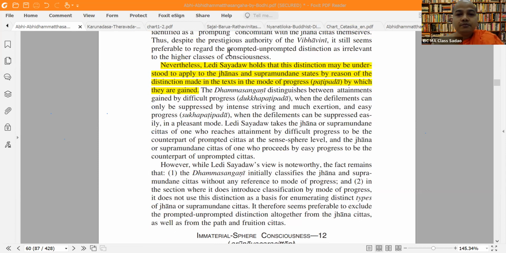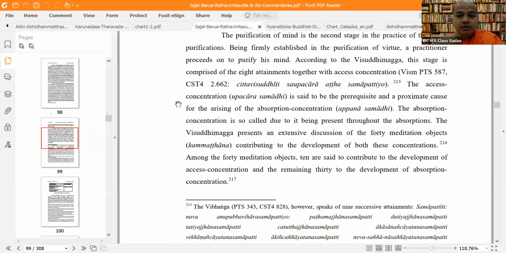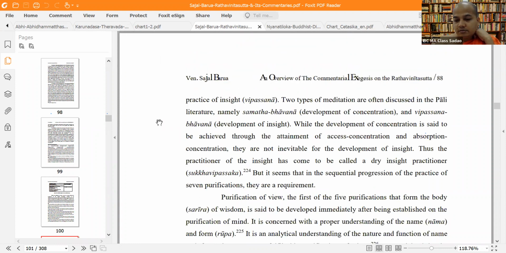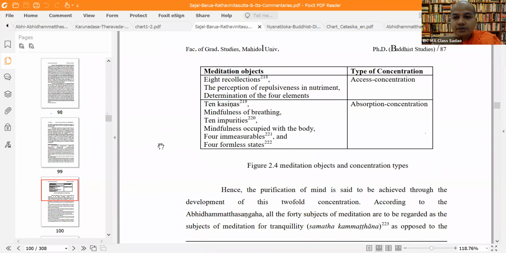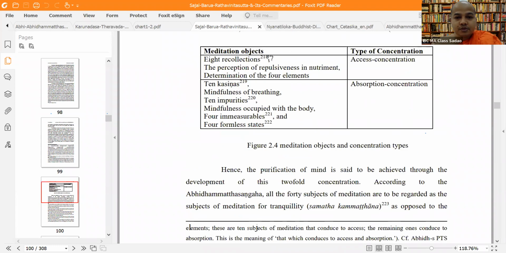I wanted to show you these 40 objects of meditation. Now this is from the Visuddhimagga, meditation objects and types of concentration, right? So this is a different subject of discussion, of course, but these are the 40 objects of meditation. So you have eight recollections, anusati, right? What are the eight recollections?